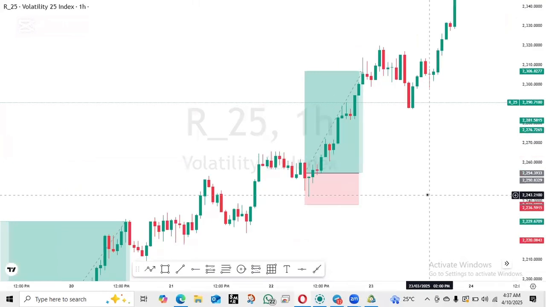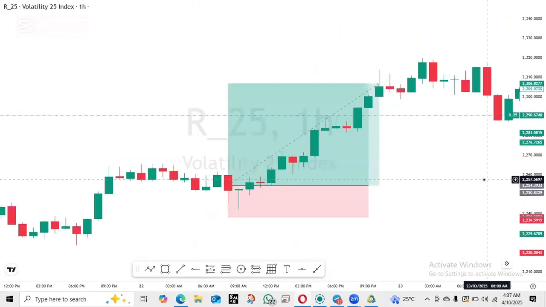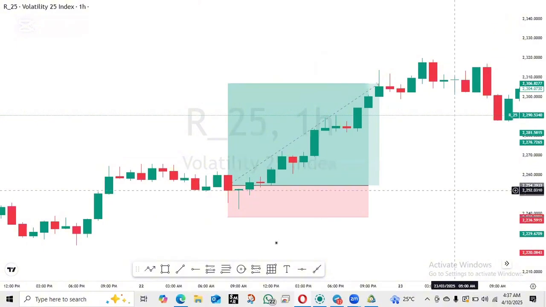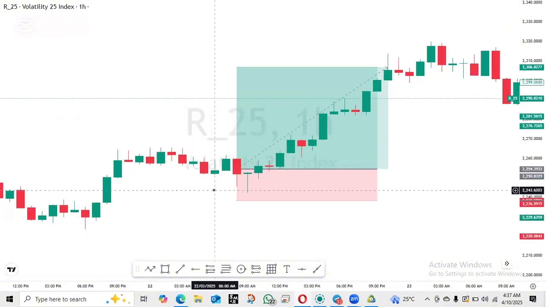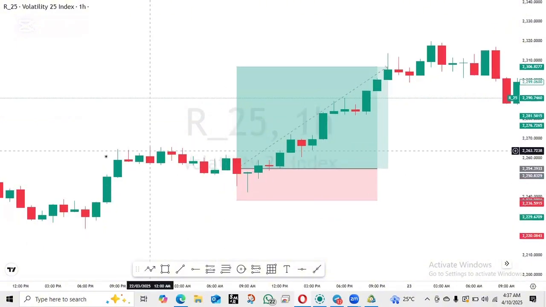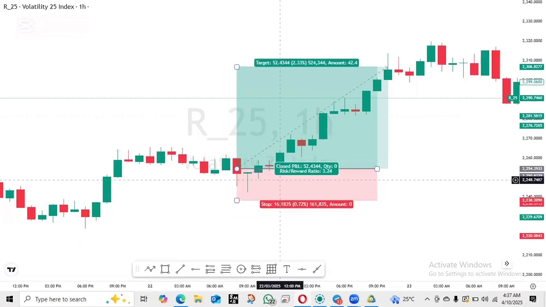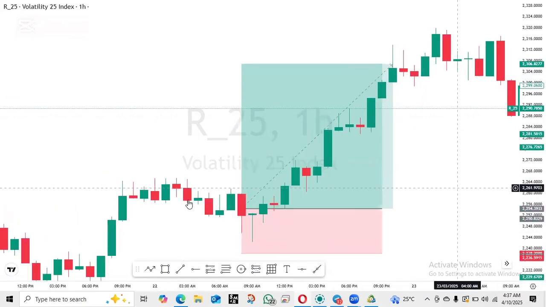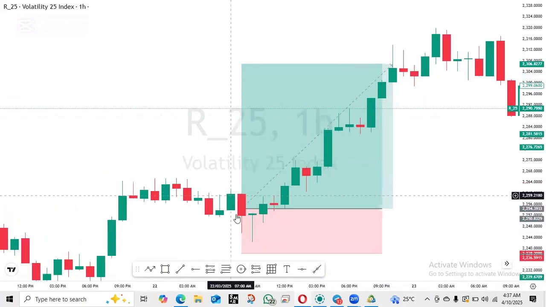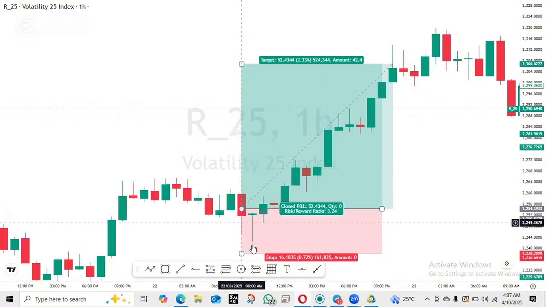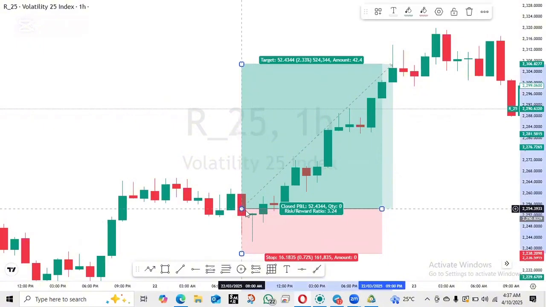We have here the pin bar. Look at the pin bar here, guys. Price has been consolidating around here. At the time it started going down, then there was this sharp rejection to the upside. Sharp rejection to the upside, which is the pin bar.